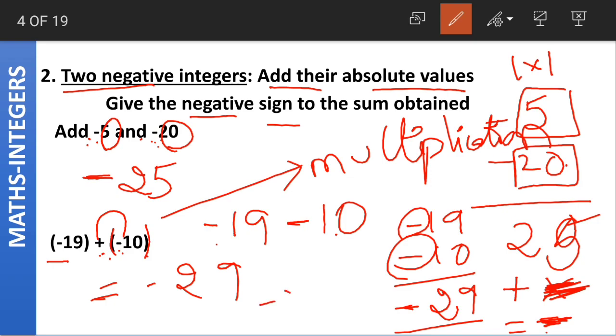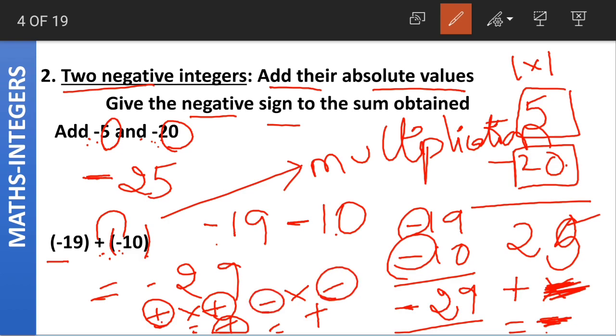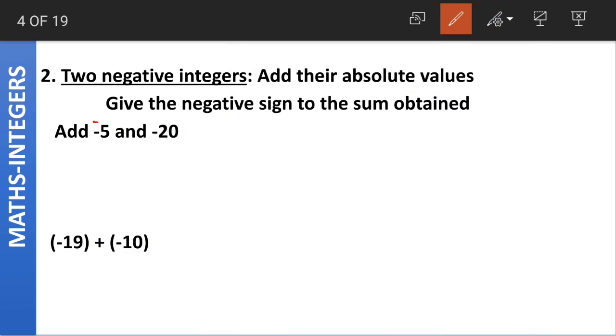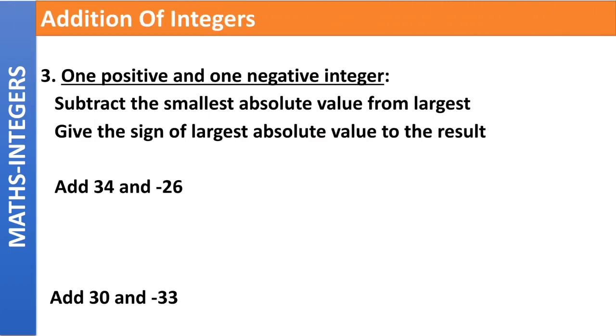What happens when we multiply minus and minus? When we multiply minus and minus, we get plus, and plus into plus gives us also plus. So when we have both same signs, then we get plus as answer. Again here also we have two minus signs, right? Both the signs are same, so the answer is plus. When we have different signs, the answer is minus. Is this clear class? When we have two negative integers, we add their absolute values and give the negative sign to the sum obtained.